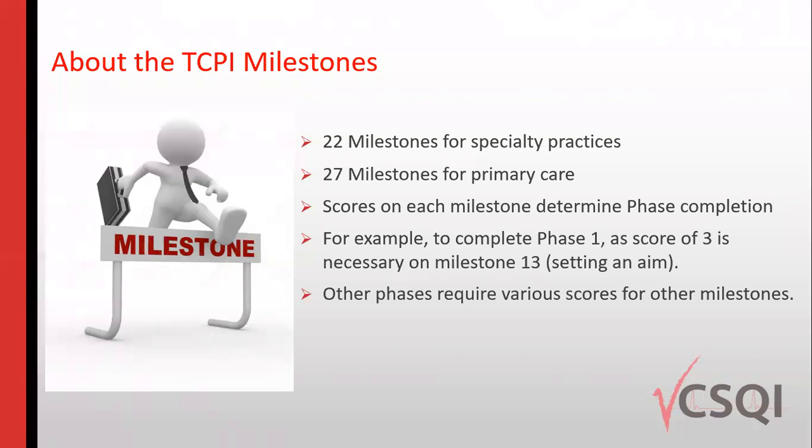By way of reminder, there are 22 milestones for specialty practices, 27 for primary care, and scores on each milestone determine the phase completion. And we'll explain that a little more as we move through. For example, to complete phase 1, a score of 3 is necessary on milestone 13, and I think that is 18 for primary care. And this is the one that has you set a very specific aim for what you are planning to improve. Other phases require various scores for other milestones.